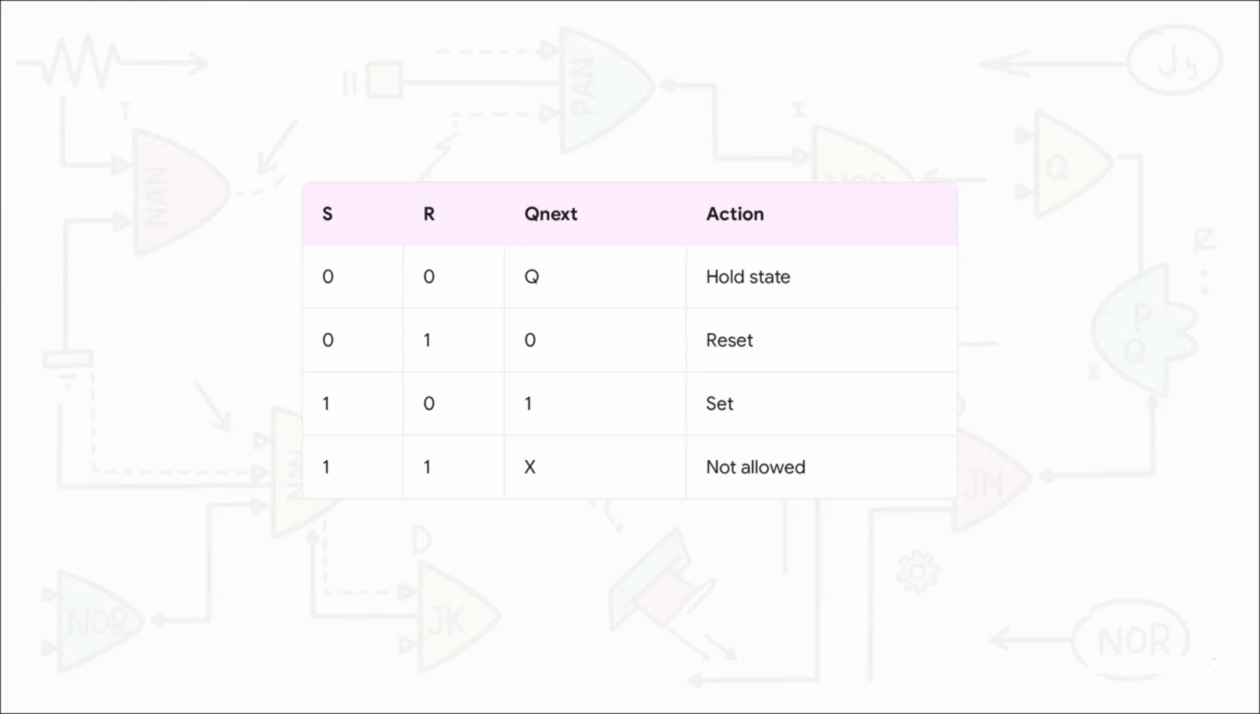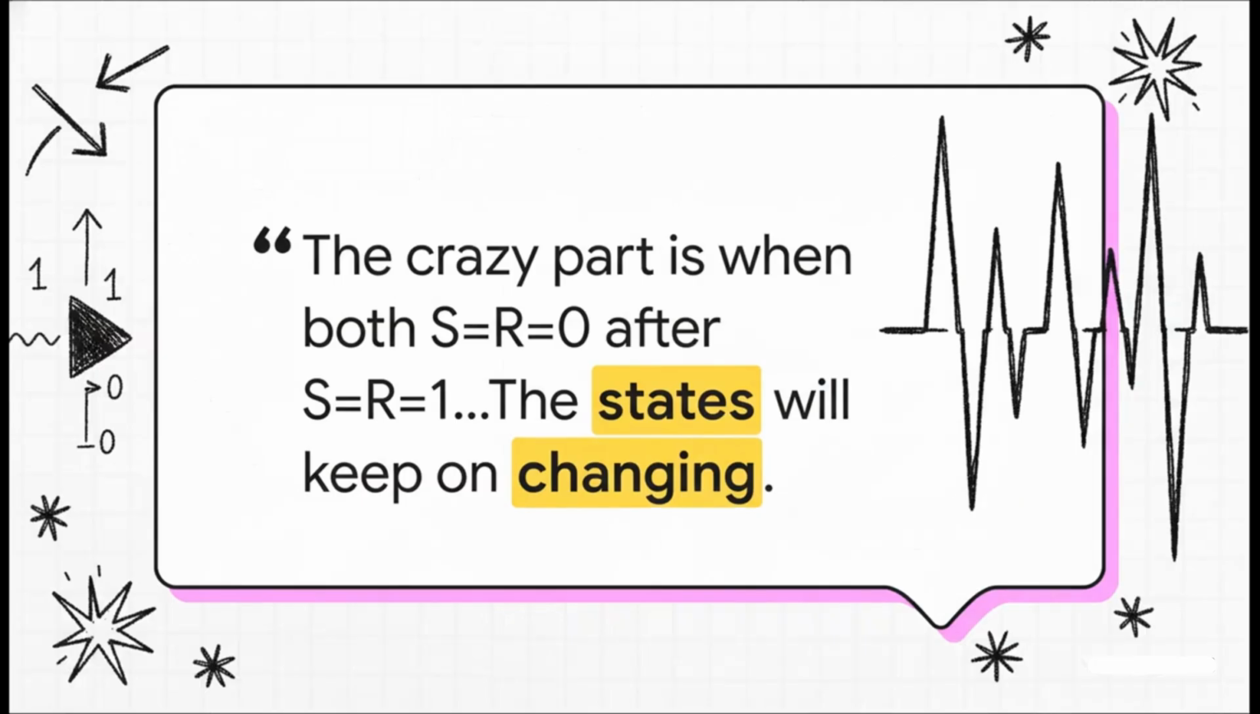What happens when you tell it to set and reset at the exact same time? You get the forbidden state. You're telling it to do two completely opposite things at once. And this is where the chaos really starts.